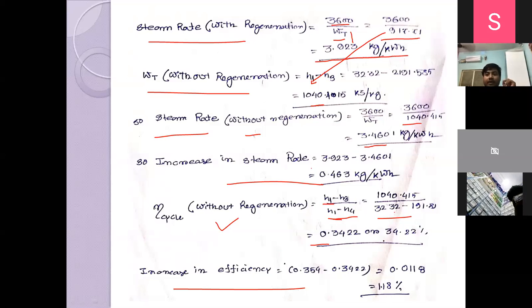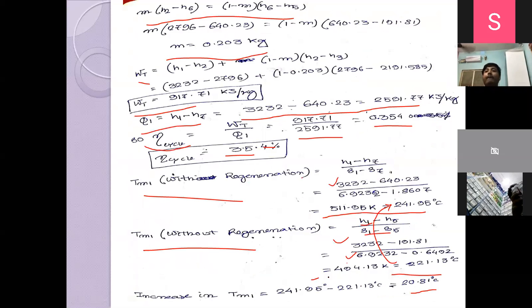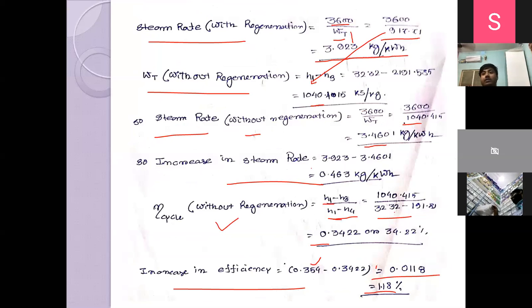So the net increment in the efficiency will be 0.354 minus 0.3422, which is 1.18% efficiency increasing. It means a lot for any Rankine cycle or any power producing cycle. Where did we get 0.354? Because we have already calculated it over here. The efficiency is 35.4% or 0.354. Using the regeneration, we see that our efficiency is increasing. One regeneration has been used in this problem, and 1.18% of efficiency has been increased. So if we use the regeneration, our efficiency increases.